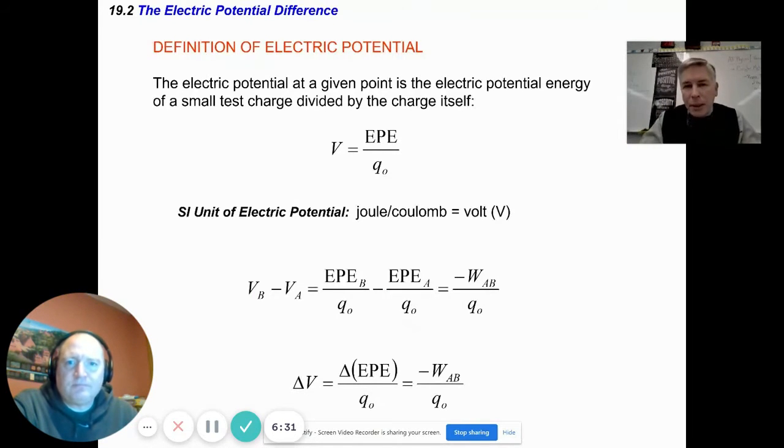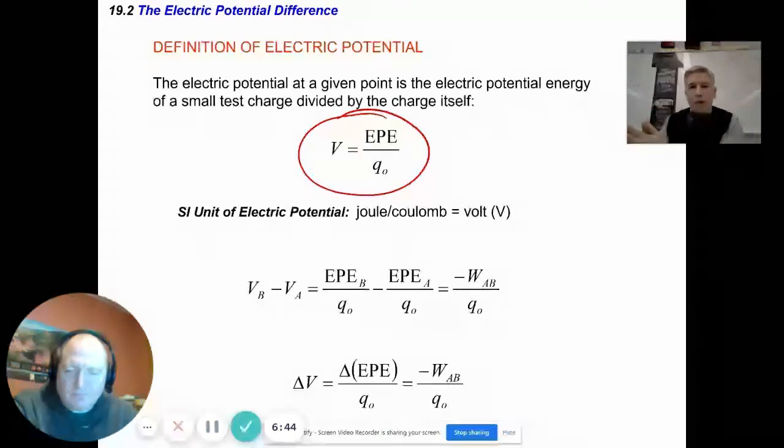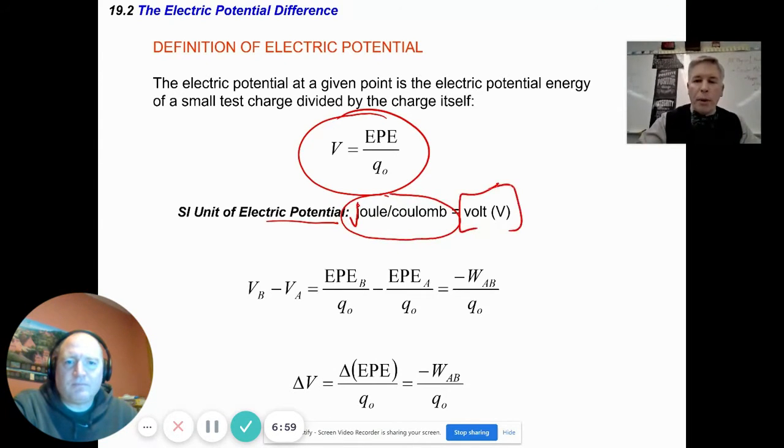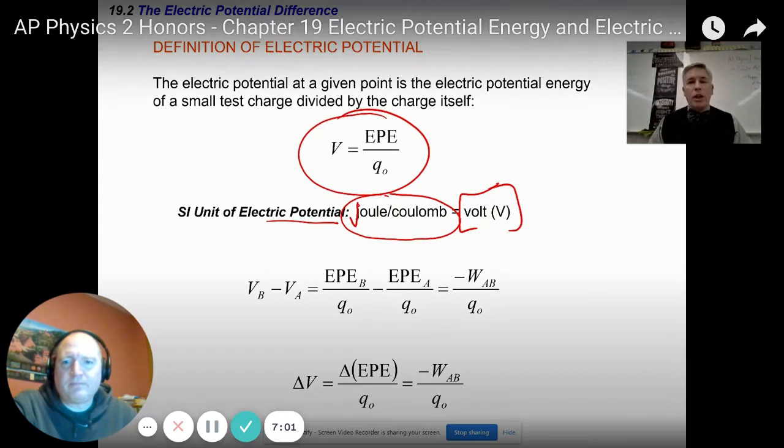The other one is electric potential. So electric potential is really just defined as the electric potential energy divided by the charge. So it's kind of like electric field is to electric force. Electric potential is to potential energy. It takes away that test charge. And so when we talk about electric potential, we talk about it being in joules per coulomb. This should actually be a capital J, sorry. And a joule per coulomb is the same thing as a volt.